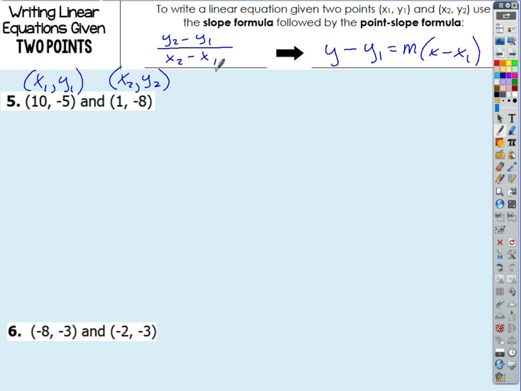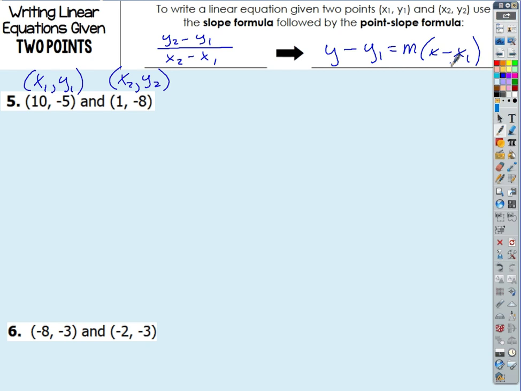Calculate the slope, and then I need to use one of those 2 points in slope-intercept form. Does it matter which one? No, it doesn't matter. Whichever one looks easier. Right? All I need is a slope and a point that the line's passing through. Okay? So let's do this then.